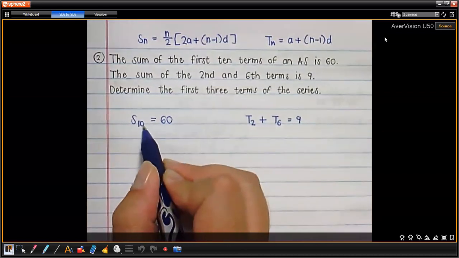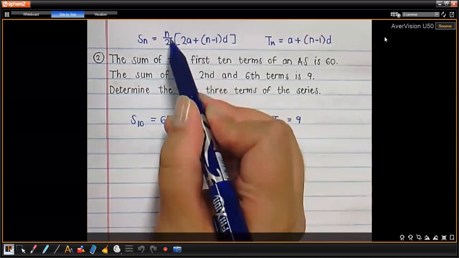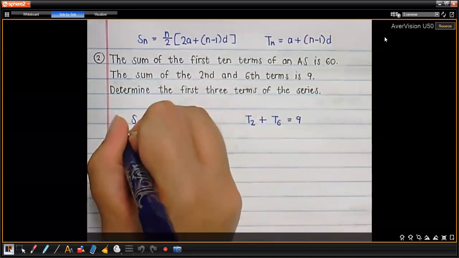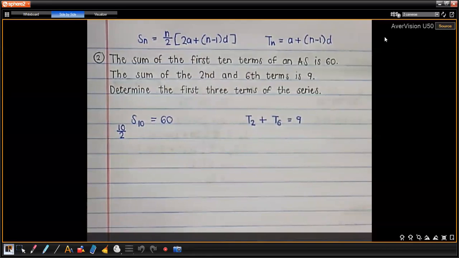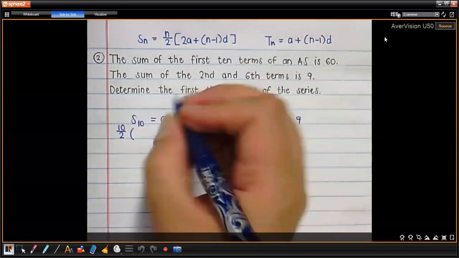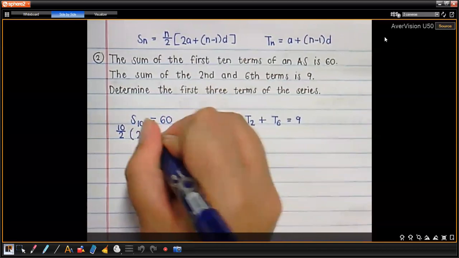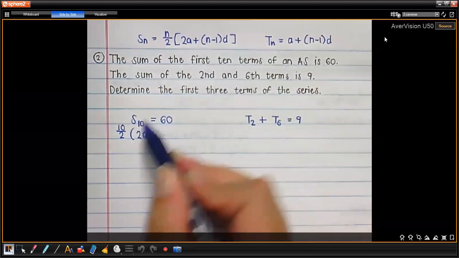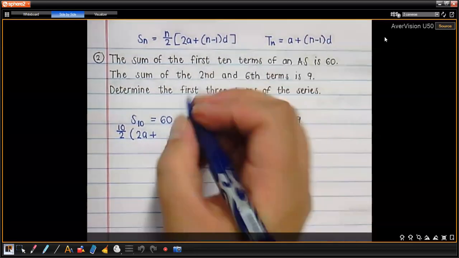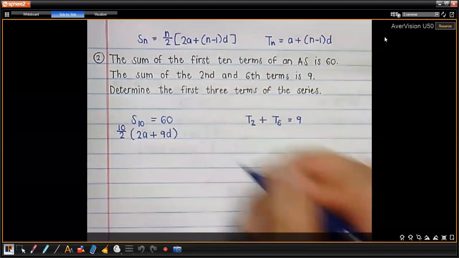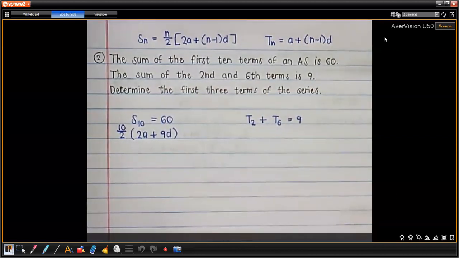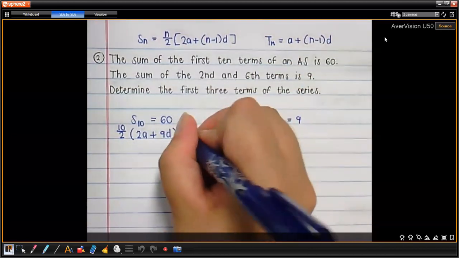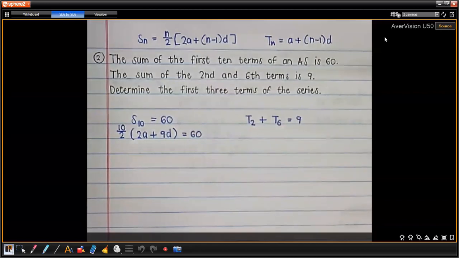Okay, so let's start from this side. If n is 10, we're going to have 10 over 2, bracket 2a plus n minus 1 d. What is n? 10. So 10 minus 1 d is 9d. That is equal to 60.